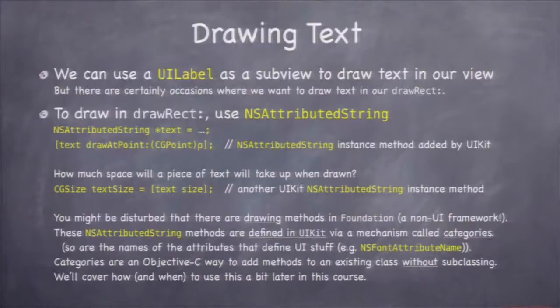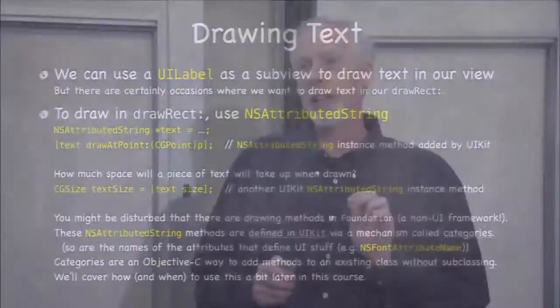Now, you might be a little disturbed by this, like, whoa, attributed string is not really a UIKit thing. All the properties inside usually are, but it itself is not. And that's true. UIKit actually adds these methods, draw at point and size, and a few other ones, even though it's in a completely different framework, using a mechanism in Objective-C where you can add methods to classes without subclassing them. It's called categories. Talk about Wild West. That's why I don't show you until about halfway through, because this mechanism can be abused. But that's how this is working, for those of you who are wondering.